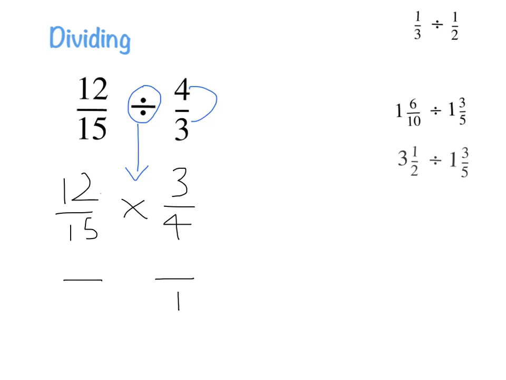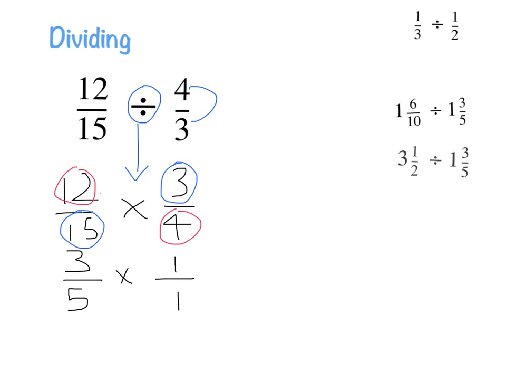4 goes into 4 once, 4 goes into 12 3 times. So what I've done there is I've simplified these two parts of the number sentence because they have a relationship. I can also go ahead and simplify these two parts because they also have a relationship. Their highest common factor is 3. 3 goes into 3 once, 3 goes into 15 5 times.